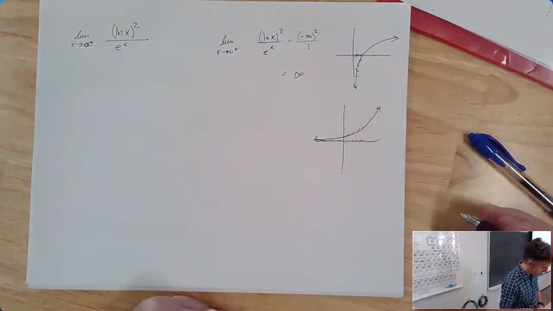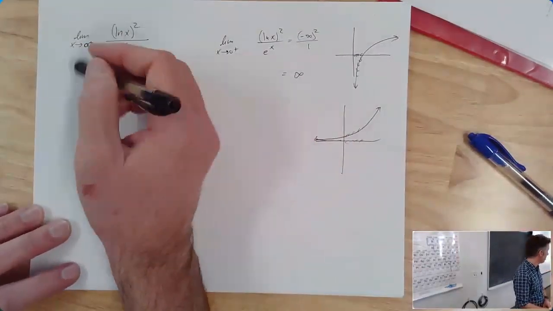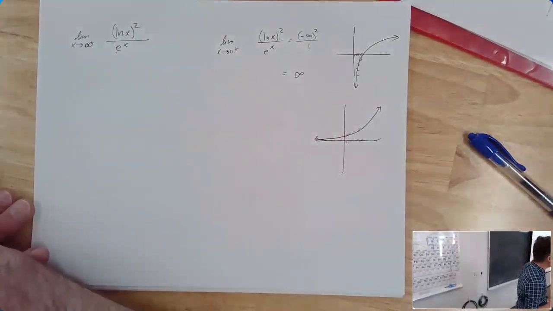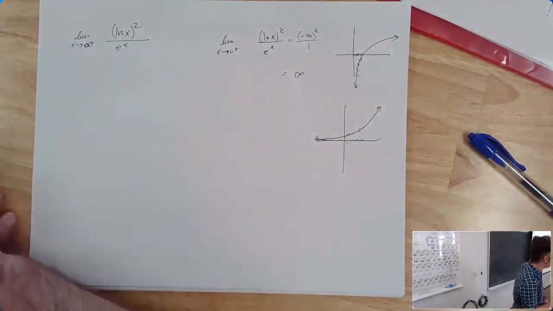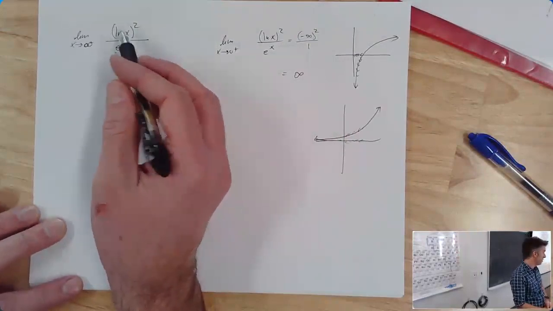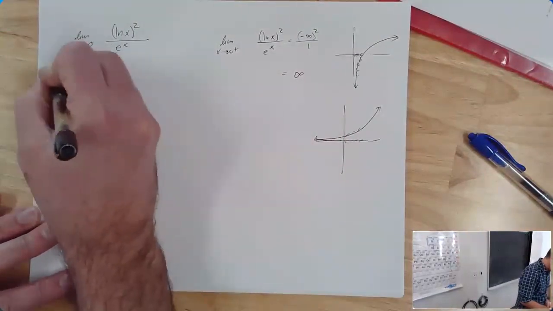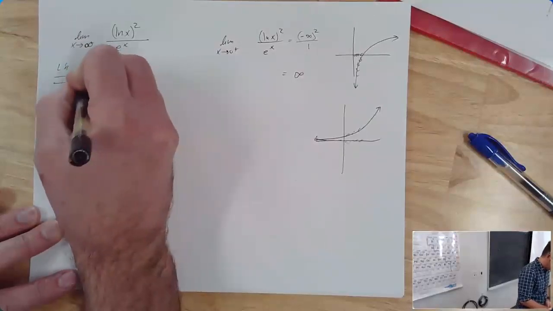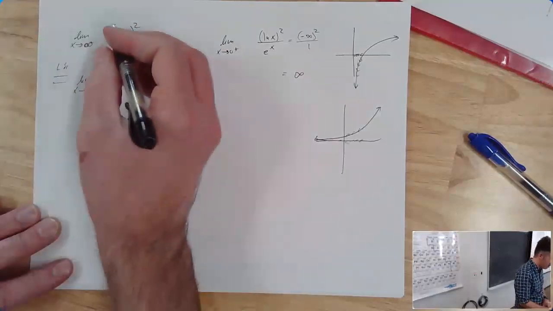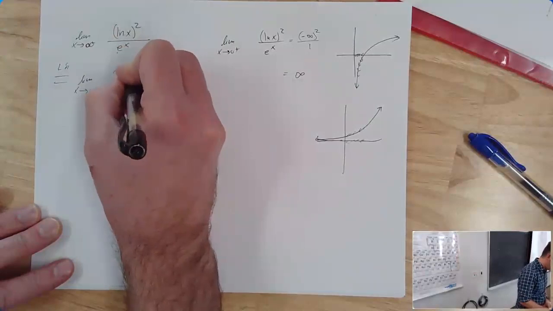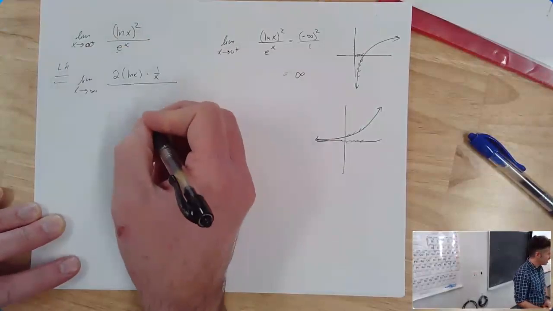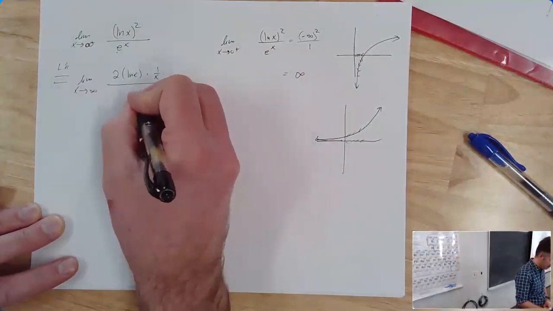On the other hand, this here, we would definitely need to use L'Hopital's rule because you have infinity over infinity. I can tell you for sure this limit is going to be 0, because e to the x is getting bigger way, way faster than the natural log of x ever could. Using L'Hopital's rule, as x goes to infinity, the derivative of the natural log of x squared needs the chain rule: 2 times our stuff to the first times the derivative of the stuff, over the derivative of e to the x, which is e to the x.